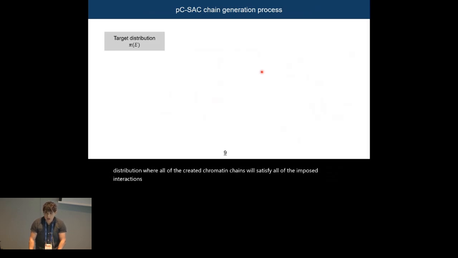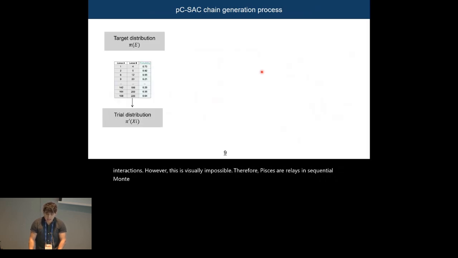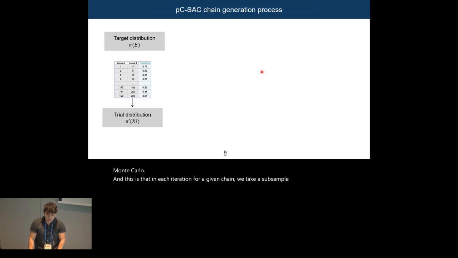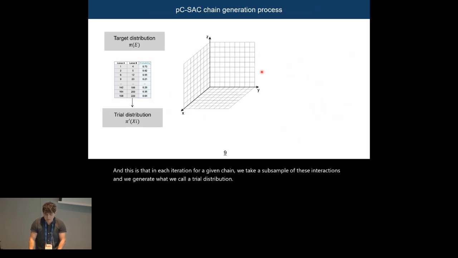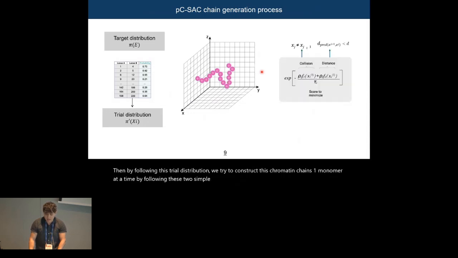However, this is visually impossible. Therefore, pC-SAC relays in sequential Monte Carlo, and this is that in each iteration for a given chain, we take a subsample of these interactions and we generate what we call a trial distribution. Then, by following this trial distribution, we try to construct these chromatin chains, one monomer at a time, by following these two simple constraints, the distance and the collision constraint.